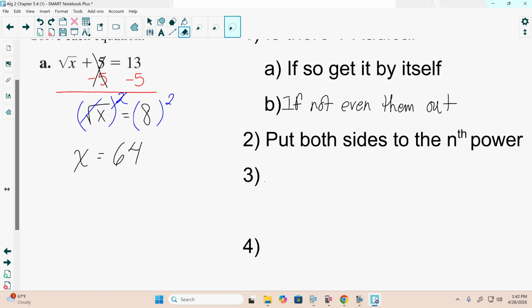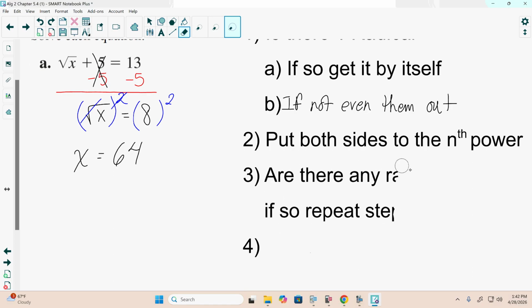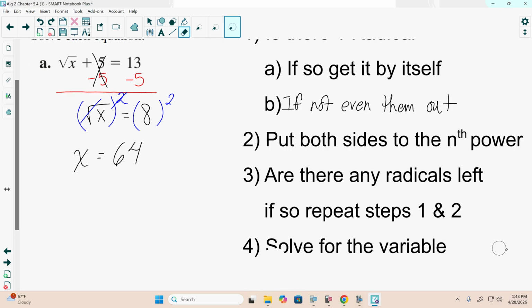Square root of x squared is going to be x. 8 squared is going to be 64. So we finished step 2. Any questions on steps 1 or 2? We ready for step number 3? Are there any radicals left? If so, repeat steps 1 and 2. If not, solve for the variable.